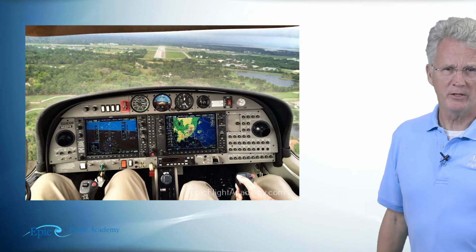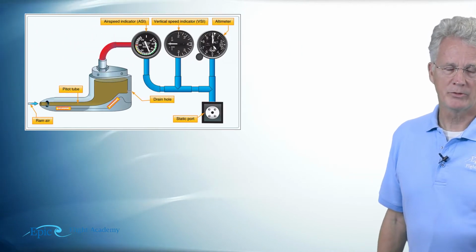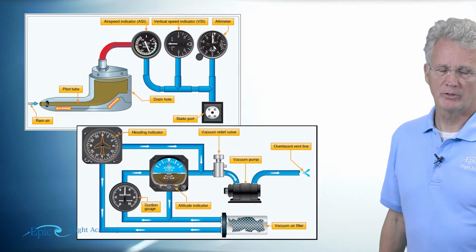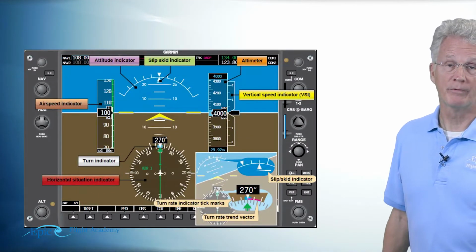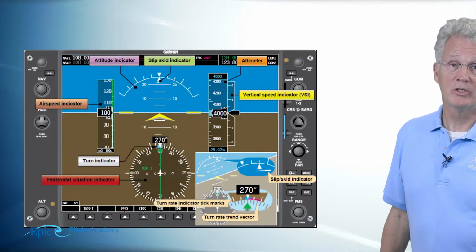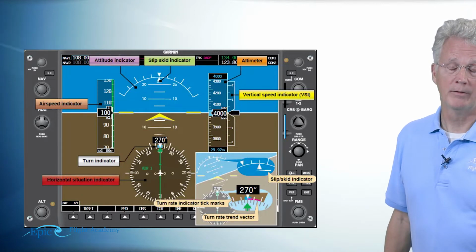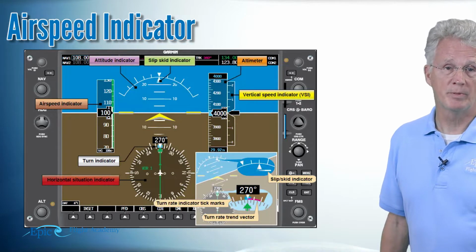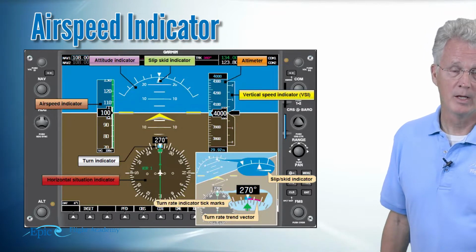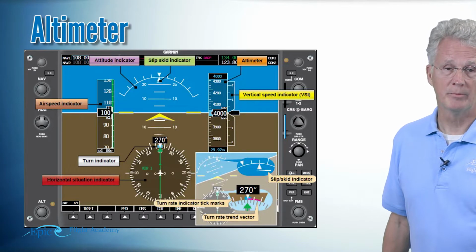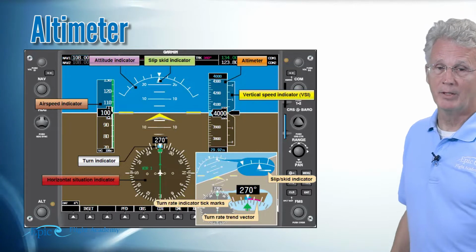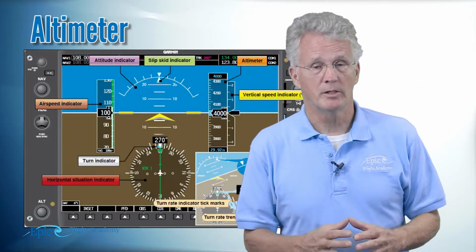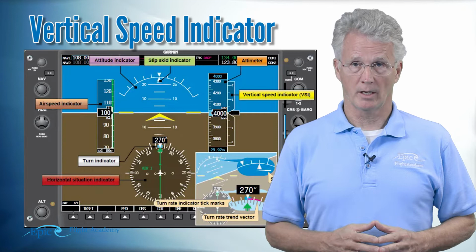Now remember, in past videos we have talked about the pitot-static system and the gyroscopic system. If you take a good look at this PFD, or primary flight display, you're going to see all three of the pitot-static instruments. On your left, you're going to see the Airspeed Indicator. On your right, you're going to see the Altimeter. And then there's a little box on the Altimeter tape that's going to move up and down. That's going to be the vertical speed indicator.